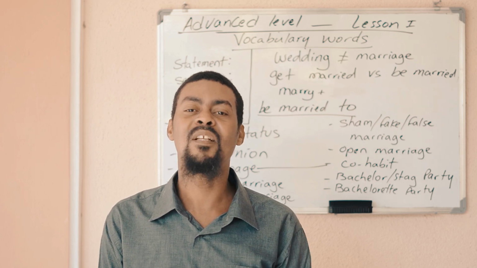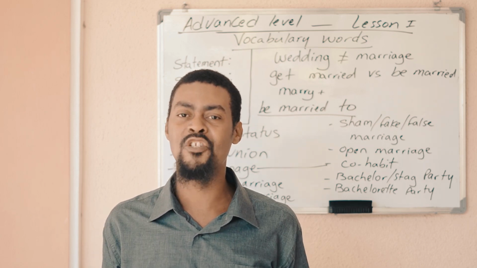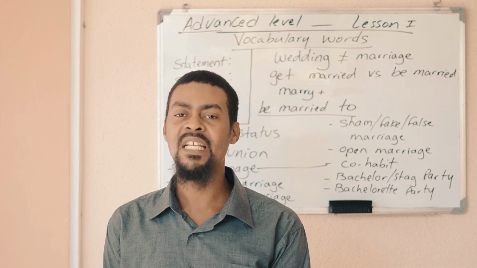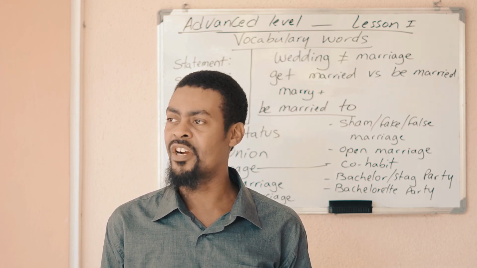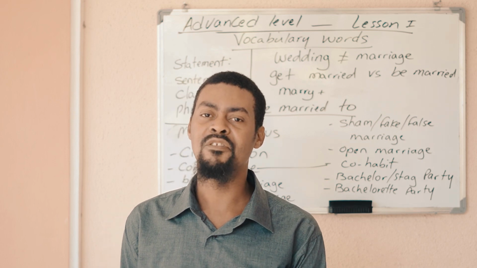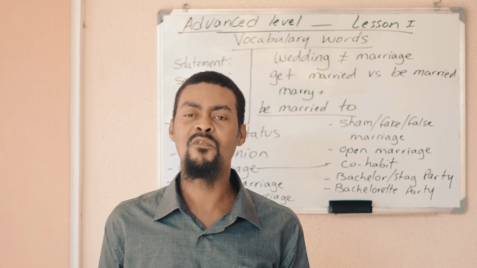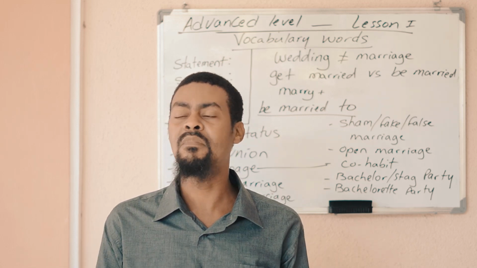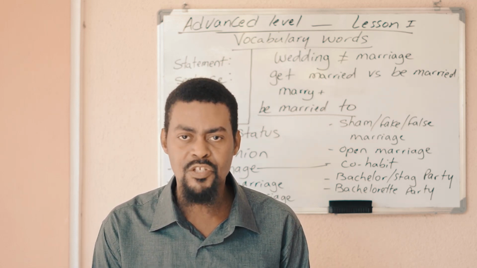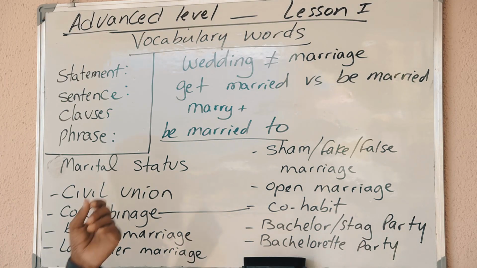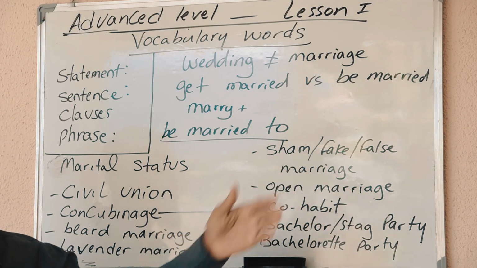It has to do with immigration most of the time. People marry someone maybe for a green card, residency. A sham marriage or fake marriage is done as a way to obtain papers, especially in connection with immigration. Okay? We call it sham or fake or false marriage.